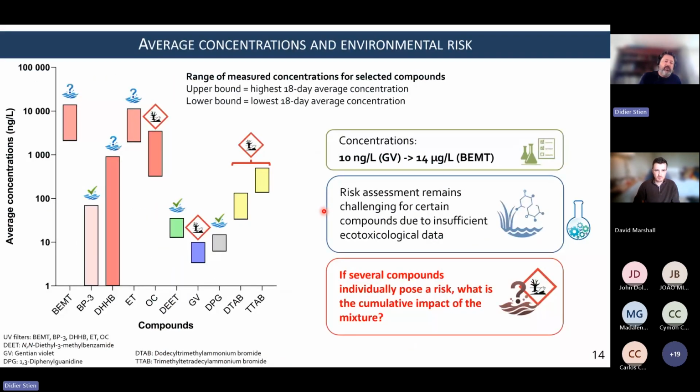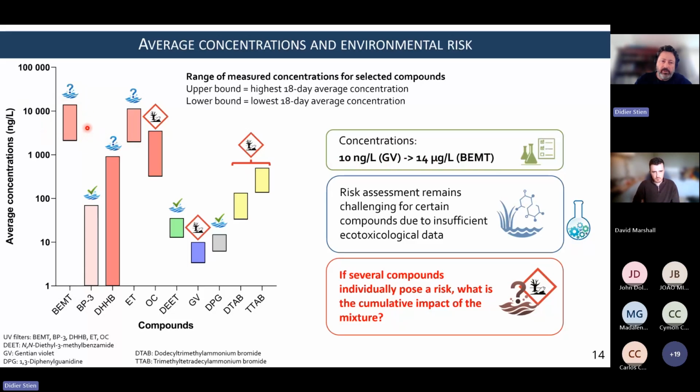So we had 2,000 features, if you remember. We have 50 compounds for which we have a confirmed annotation, a structure basically. And out of these 50 compounds, we were able to get the concentration of 10 of them. It's complicated to have the sampling rate. And the concentration in seawater ranges from 10 nanogram per liter for gentian violet to 14 microgram per liter for this UV filter here, BMT. So the concentrations can be very high.